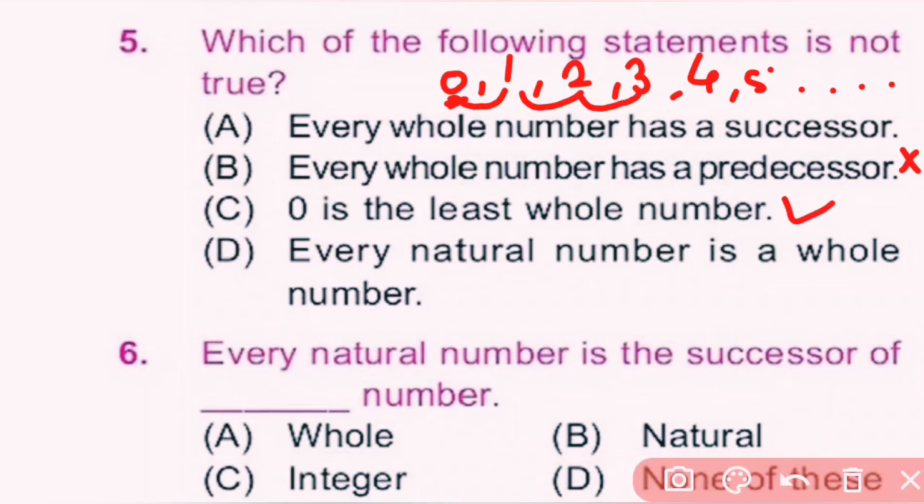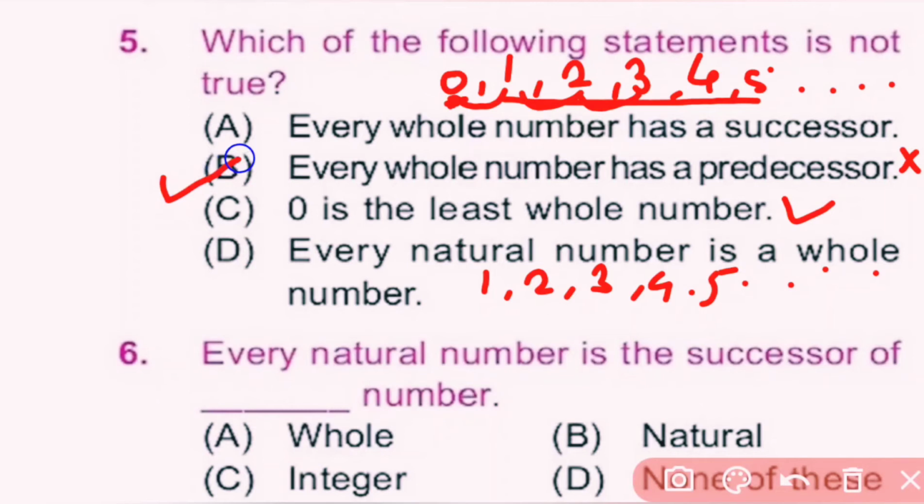Every natural number is a whole number. Natural numbers are 1, 2, 3, 4, 5 and so on. So natural numbers are whole numbers. D is also a correct statement. Only B is incorrect. So option B is the correct answer.